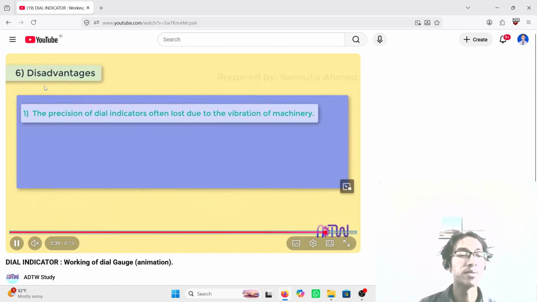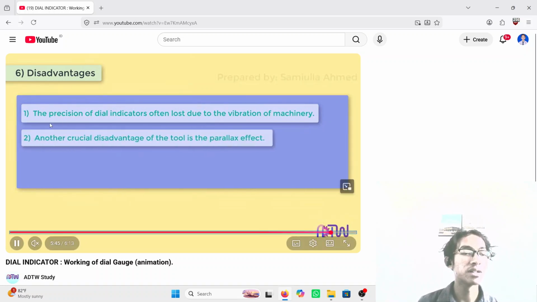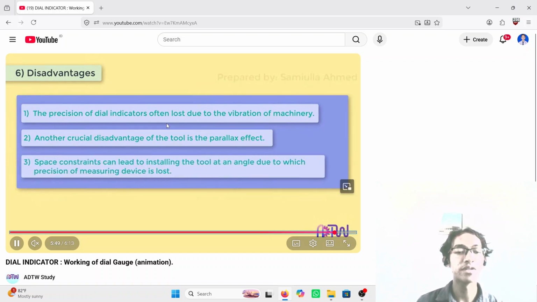Okay, next we're going to talk about the disadvantages of the dial indicator. One, the precision of the dial indicator is often lost due to the vibration of machinery. Two, another crucial disadvantage of the dial indicator is the parallax effect. Well, you can Google that yourself.